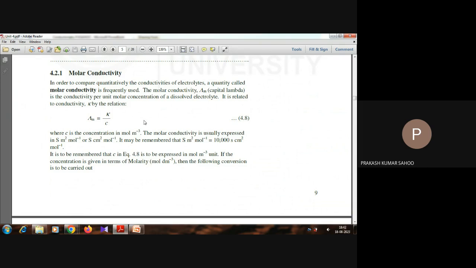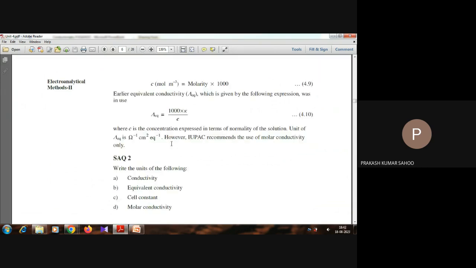Okay, then we have the formula. Molar conductance is denoted by lambda m. Lambda m equal to K by C, where K is the specific conductance kappa divided by C, the concentration, that is molarity. The units will be Siemens into meter square into mole inverse, or Siemens into centimeter square into mole inverse. These are the units of your molar conductivity. Then concentration equal to molarity into 1000, that is per liter.